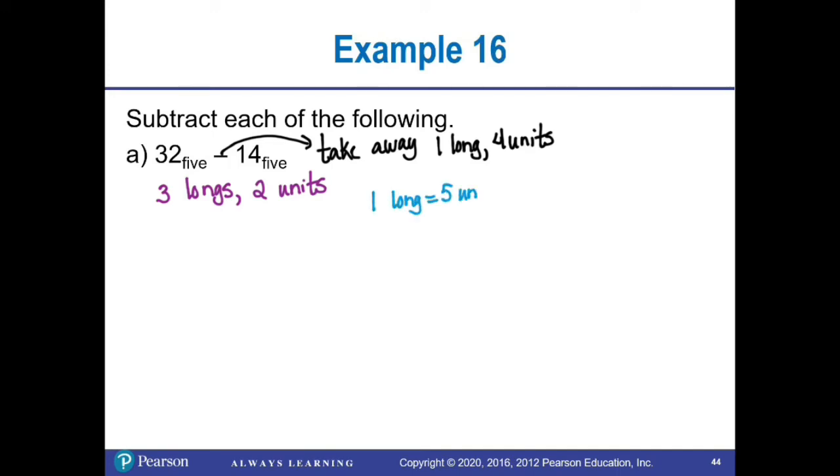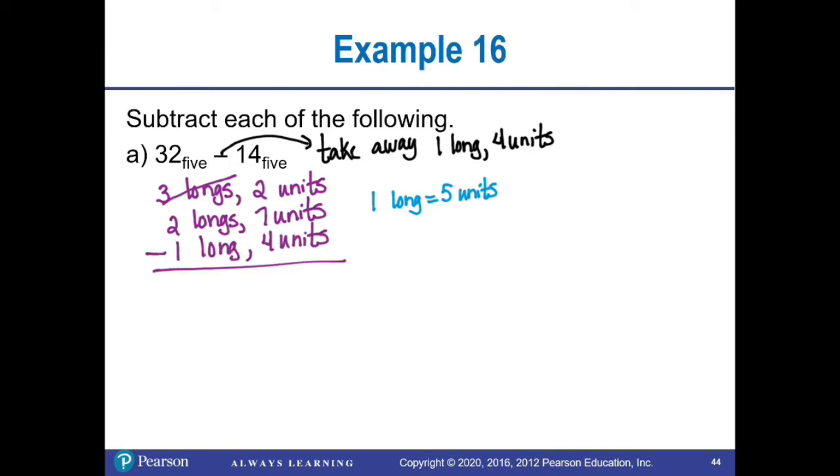Now in base 5, 1 long is the same thing as 5 units because we're in base 5. So I'm going to trade 1 long for 5 units. So that gives me 2 longs left. 2 plus my 5 units that I traded for gives me 7 units. And now I'm ready to take away 1 long and 4 units.